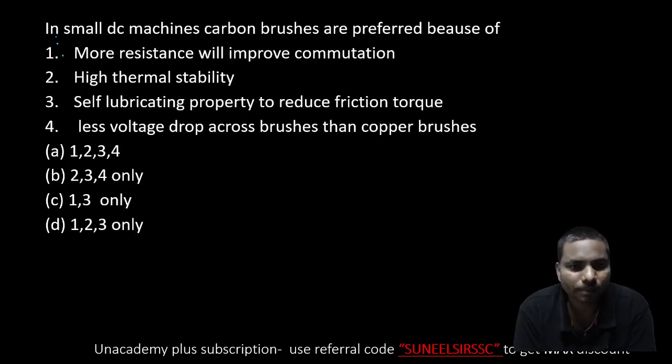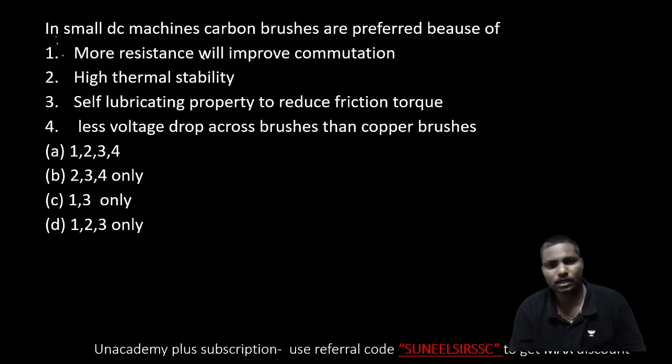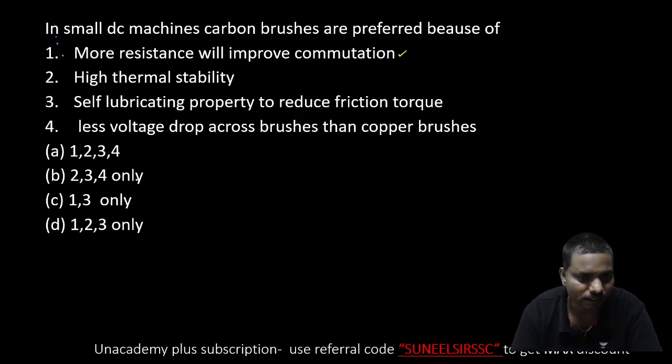In a small DC machine, carbon brushes are preferred because of dash. We have already learned about the advantages of carbon brushes. Here they are asking again in a different manner. Carbon brushes are preferred because of more resistance. Yes, carbon is a non-metal, it has more resistance. 1 is correct. Wherever there is a 1, that is correct. Here 1 is not there, so we can eliminate this one. Higher thermal stability. Yes, it has high operating temperature, so high thermal stability is also correct. Wherever 2 is there, that is correct. So wherever there are 1 and 2, that is correct.